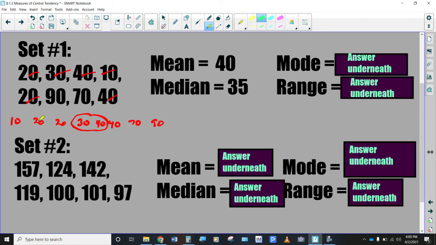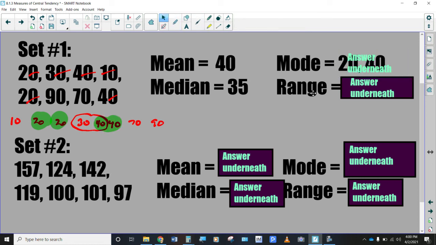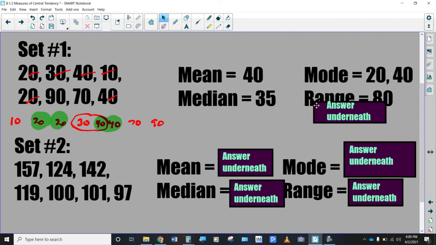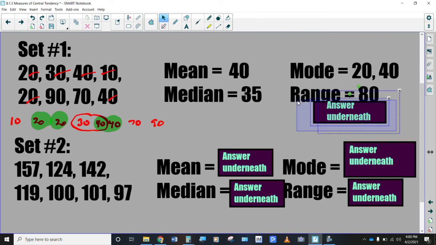The mode, looks like you got 2 modes. You got 20, and you've also got 40. So 2 modes there, 20 and 40. And the range of the data, 90 minus 10 is 80, correct? Okay, so the range is 80.